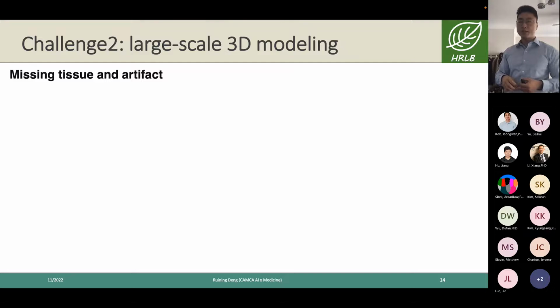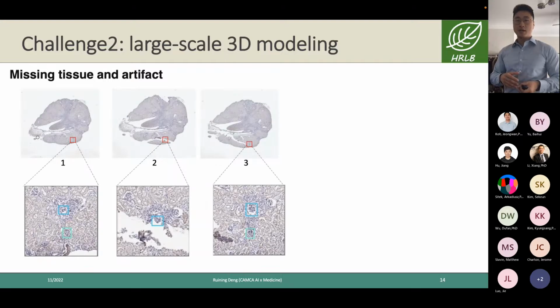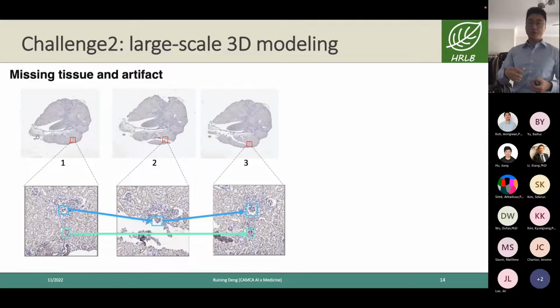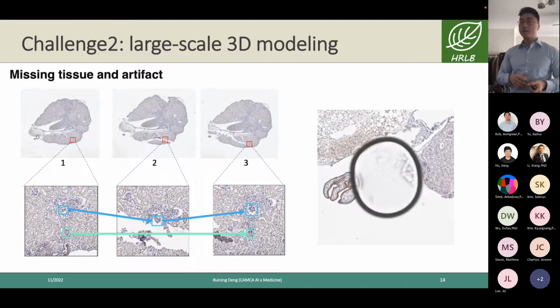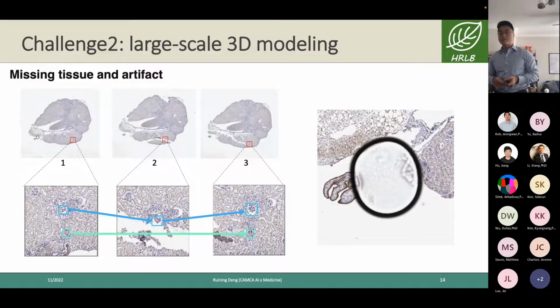During the registrations and alignments on large scale digital pathologies, there are several technical issues. There are missing tissues on the whole slide images when cutting the tissue sections, and we try to eliminate the missing tissue errors when we do the tissue association. There are also artifacts when scanning the digital pathology. So we need to eliminate these patterns when we do registrations and the association.